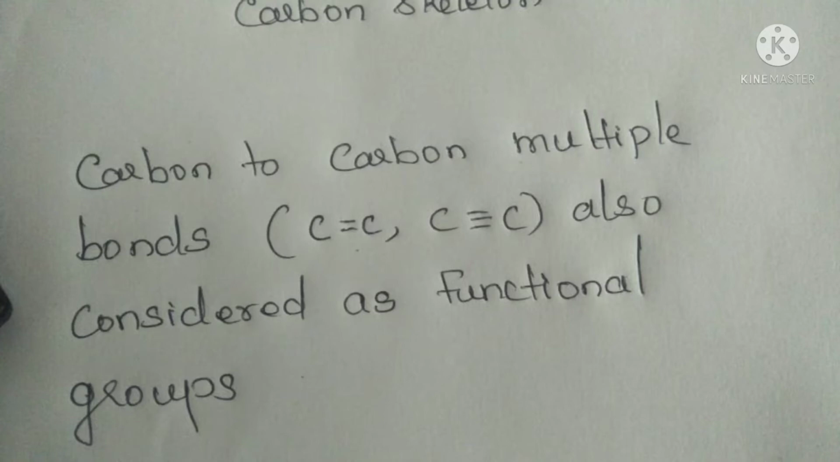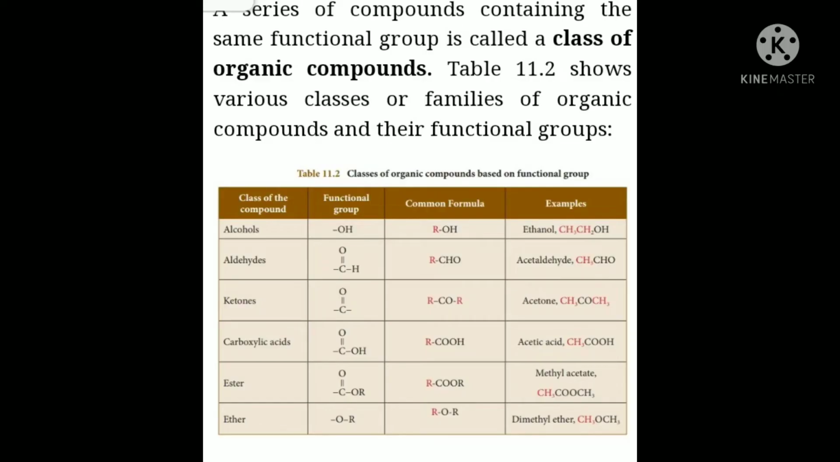Now in this table, we can see a different class of compounds with different functional groups, their formula and some examples. See students, first one, alcohol. The functional group of alcohol is OH, and the common formula is ROH. And the example, we already studied ethanol, isn't it? The parent organic compound is CH3CH3. The derived product is CH3CH2OH.